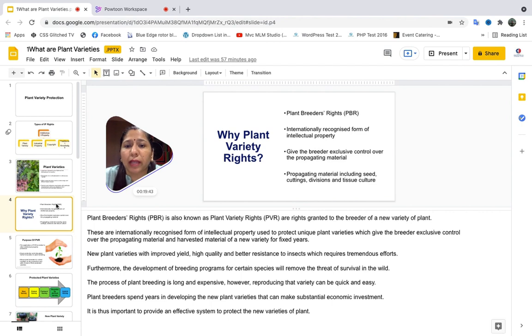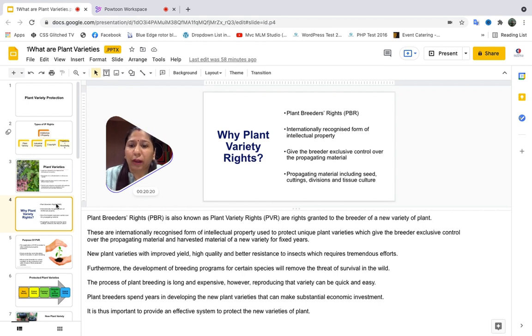Now, the next question arises, why plant variety rights? Plant variety rights are also known as plant breeders' rights. They are basically granted to the breeder of a new plant variety. Now, these are an internationally recognized form of intellectual property, which is used to protect unique plant varieties, which gives a breeder or a farmer an exclusive control over the propagating material along with harvested material. This propagating material would include seed, leaves, and fruits of that plant.